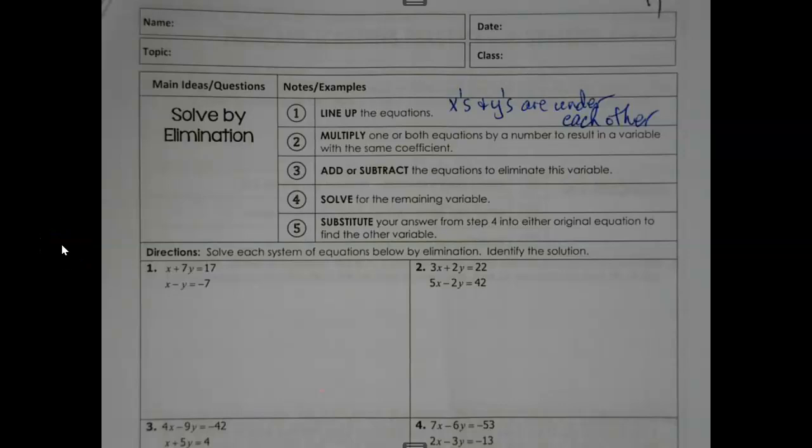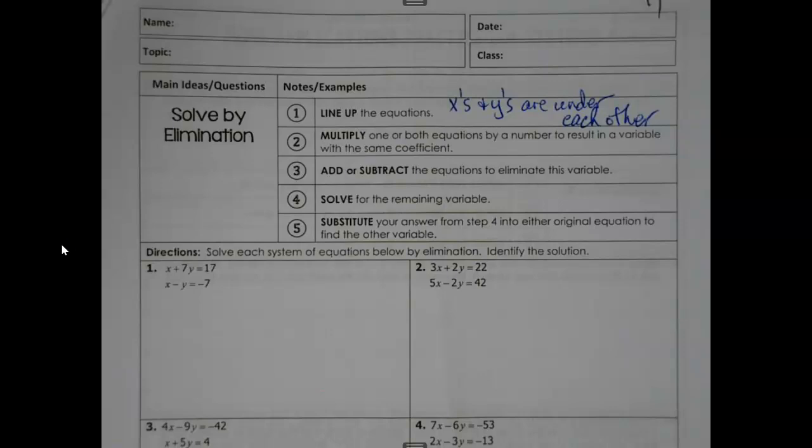So we make sure that the x's and the y's are directly under each other. Occasionally, you may run into a problem where the x and y get flipped just to see if you're paying attention. So that's normally just a quick thing. So step 1 isn't really much of anything.